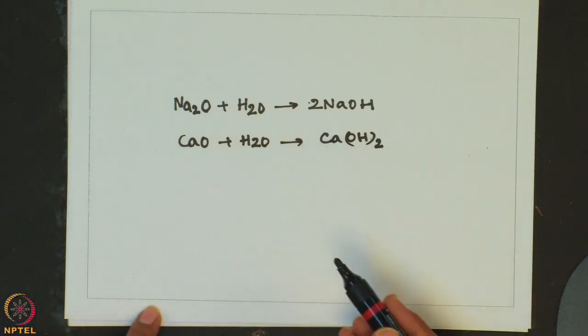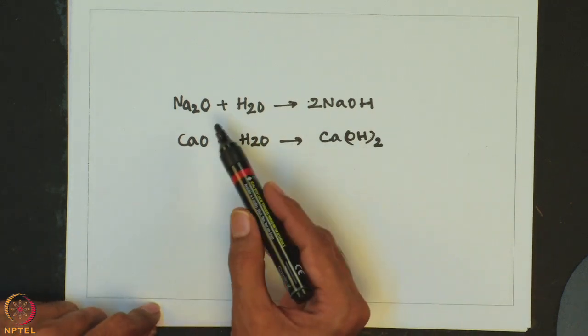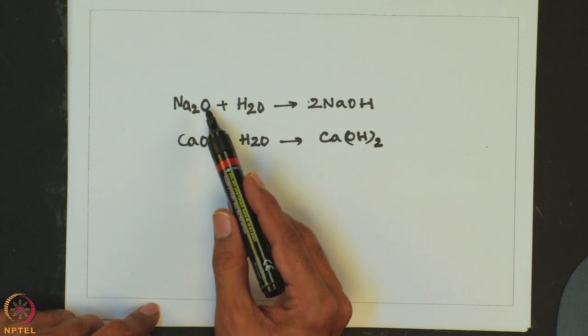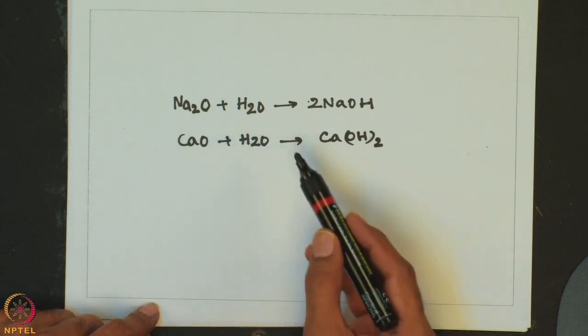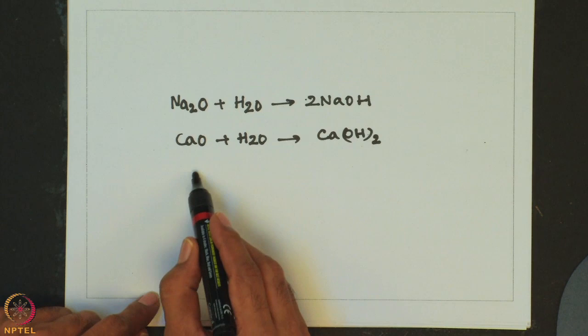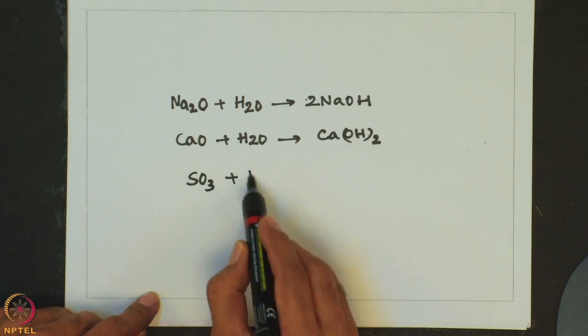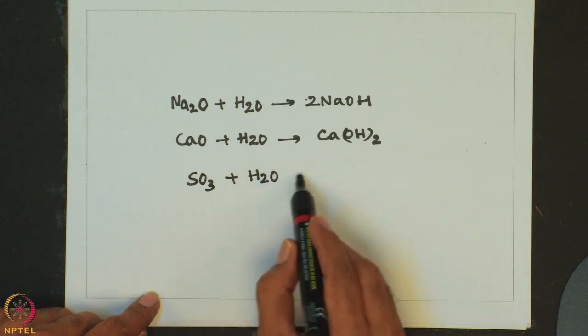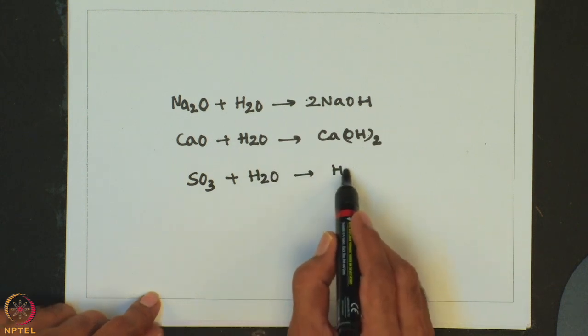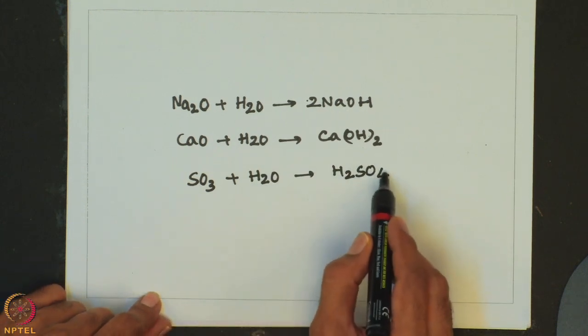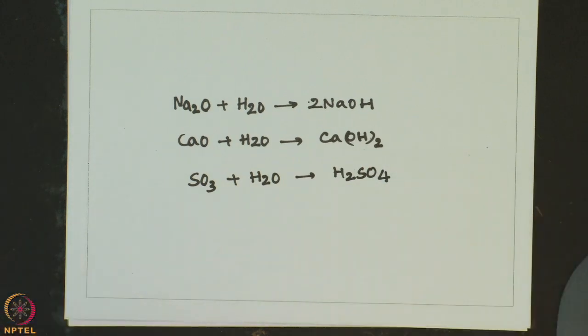So, this indicates alkali metal and alkaline earth metal oxides are basic in nature. In contrast, if you simply take SO3 and water, it forms H2SO4. That means main group P block oxides are essentially acidic, or S block elements are essentially basic in nature.